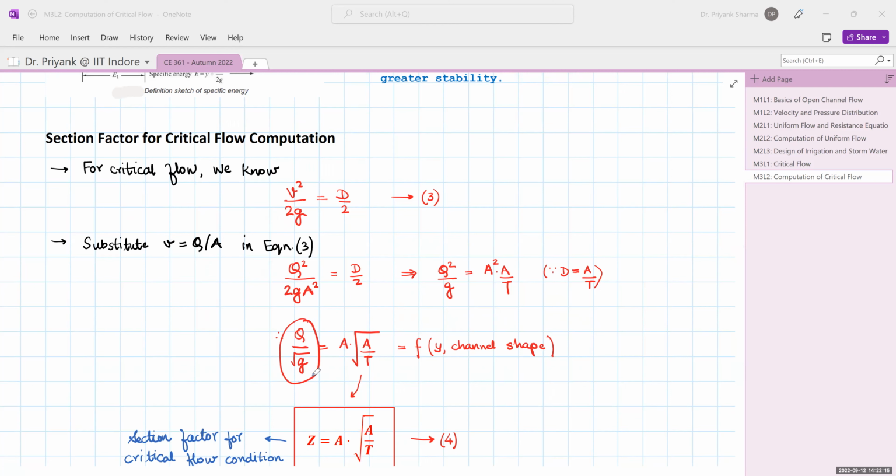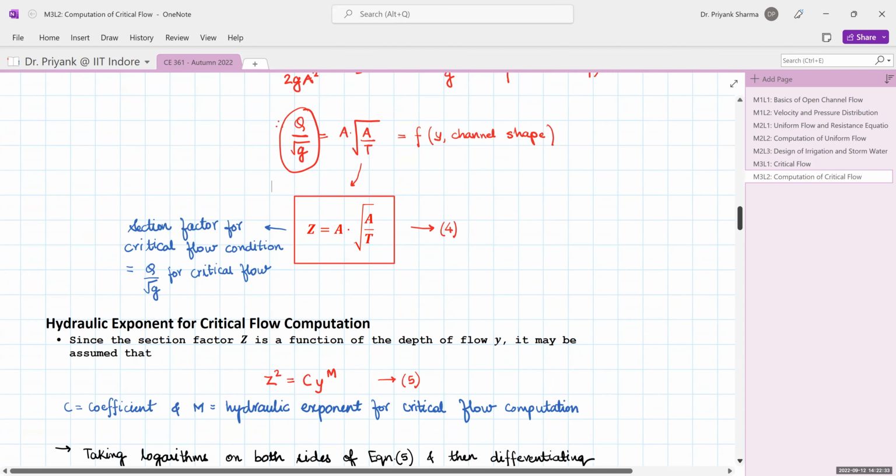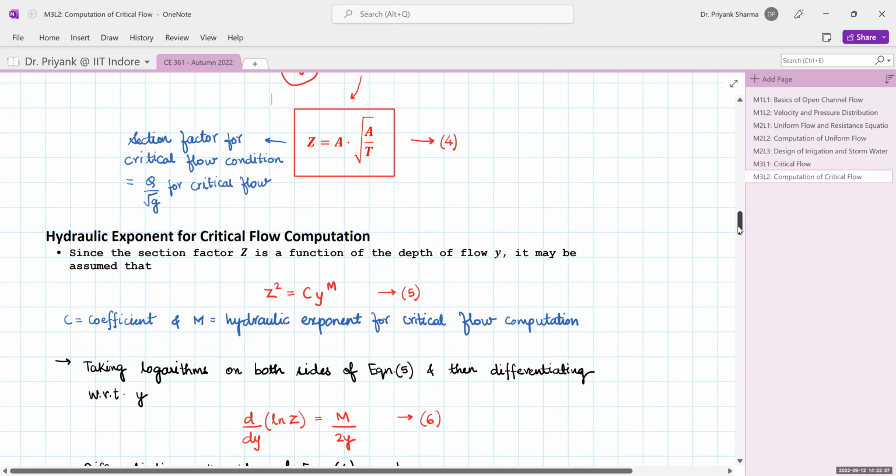So this section factor is a function of your flow depth and the channel shape. The two parameters that the section factor depends upon are the flow depth and the channel shape. With this understanding, we'll further compute the hydraulic exponent for critical flow computation.